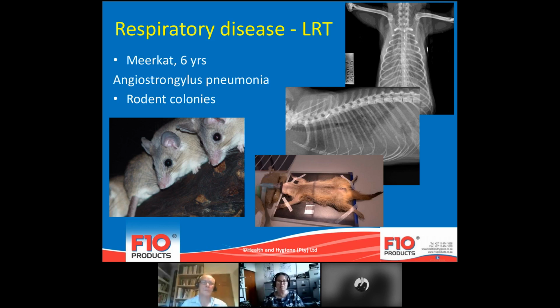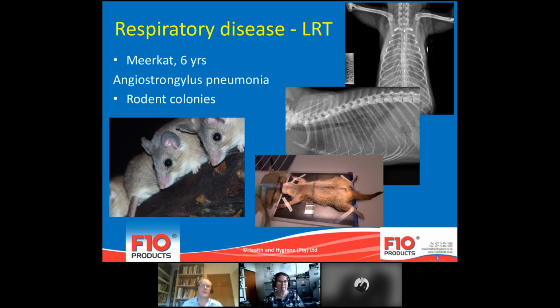We've also done that with some of our rodent colonies. So these are Turkish spiny mice, quite endangered little mice. And we have had outbreaks of respiratory disease in them. Obviously, they're really small, so they can be placed in containers and again nebulized fairly easily.